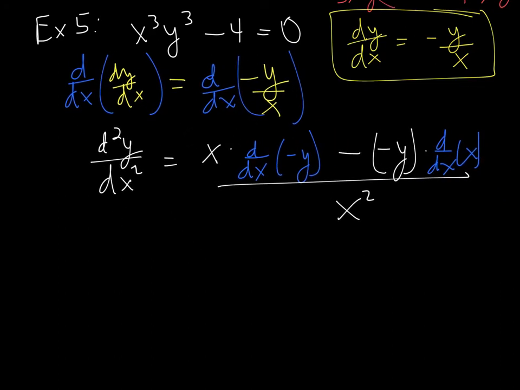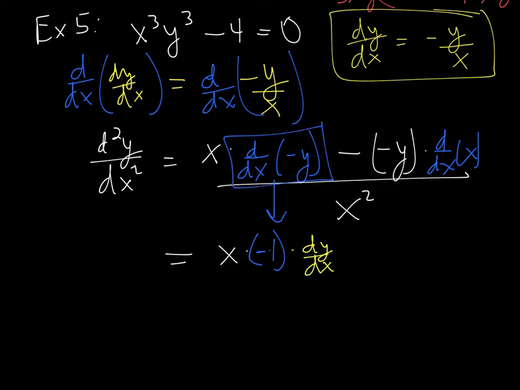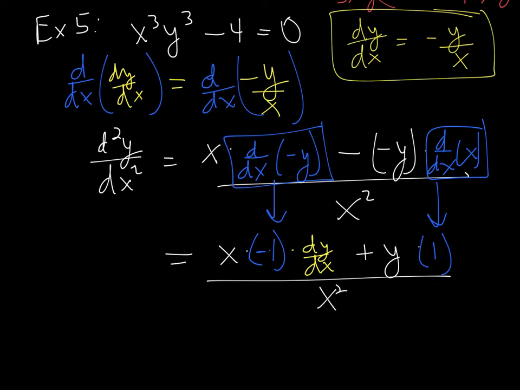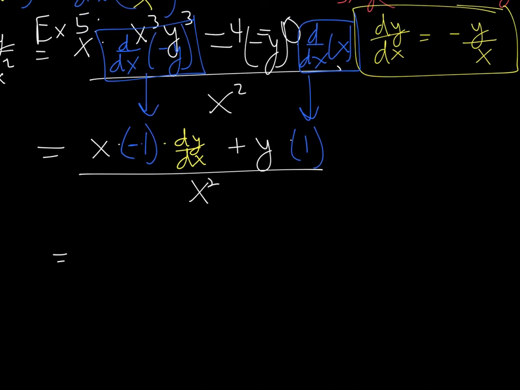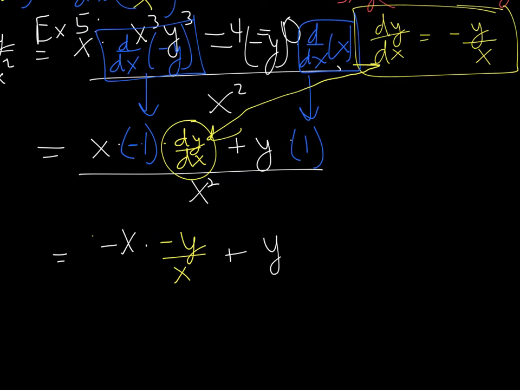So I've got some tidying up to do, and let's see what we end up with. x times derivative of negative y is going to be negative 1 times dy dx. That's me doing this right here. And then I'm going to have minus a negative y, which is plus y, times the derivative of x with respect to x, and that's just my good old 1. I don't have to follow it by anything. All over x squared. And it's now time to make my substitution. Of course, I can tidy things up a little bit in the process. I've got negative 1 times x times dy dx, and here's where I'm going to substitute. I know that dy dx is equal to negative y over x. And then I've got plus 1y all over x squared.